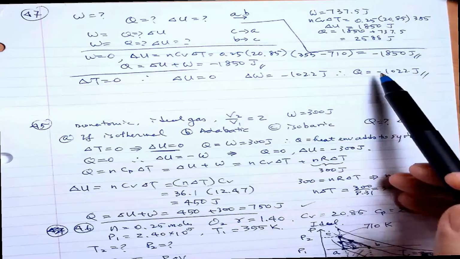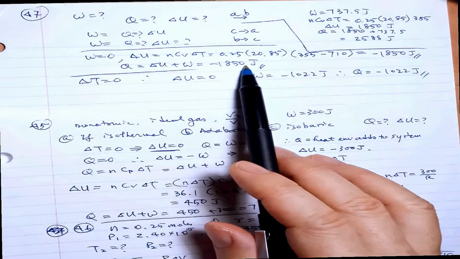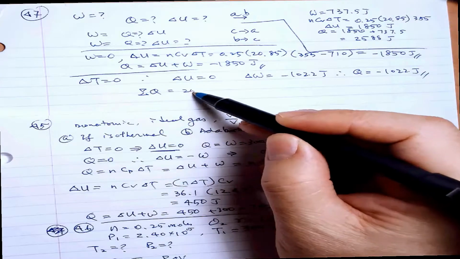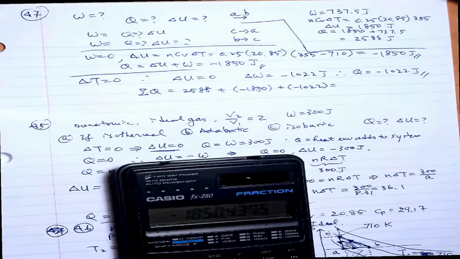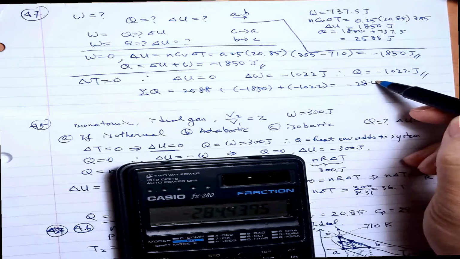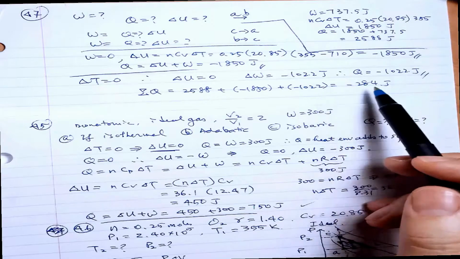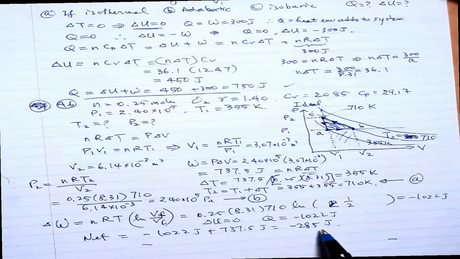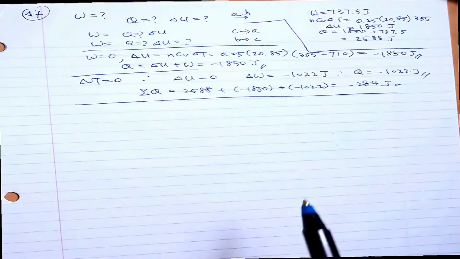If you add up all the heat of all three stages, 2588 plus negative 1850 plus negative 1022, let's see what we get. I get a negative 284 joule. Now that is the heat. Since heat is negative, that means the system is releasing energy to the environment, 284 joules. And that was also basically the amount of work, 285 joule, that we figured out earlier. Okay, so that's 47.